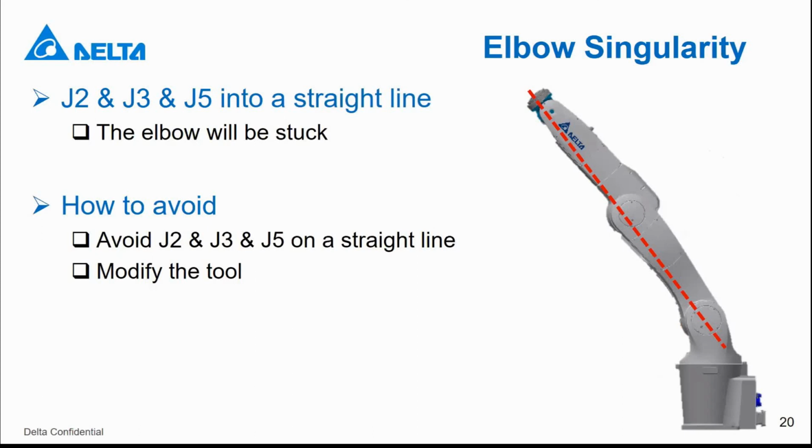And next is elbow singularity. For this one, you need to avoid joint 2, joint 3, and joint 5 being in a straight line. Otherwise, the elbow part will be stuck. So of course, how to avoid it? Don't let joints 2, 3, and 5 be in a straight line. And maybe also modify the tool, because usually in this situation the tool is not long enough. If you make the tool longer, you can solve this situation.